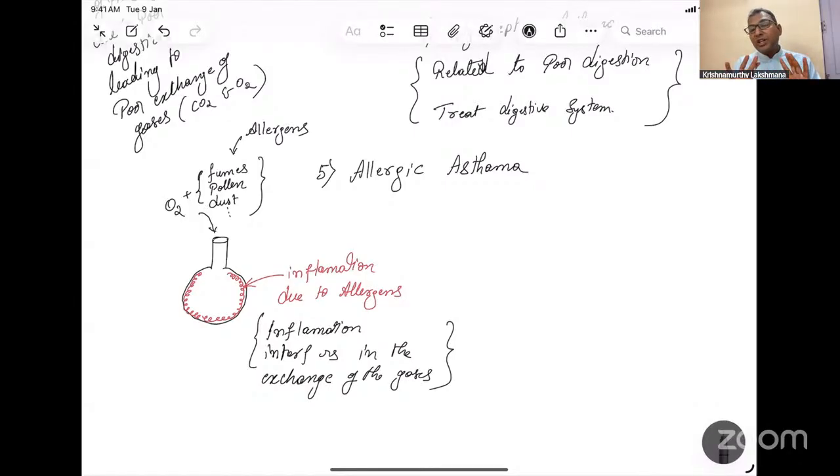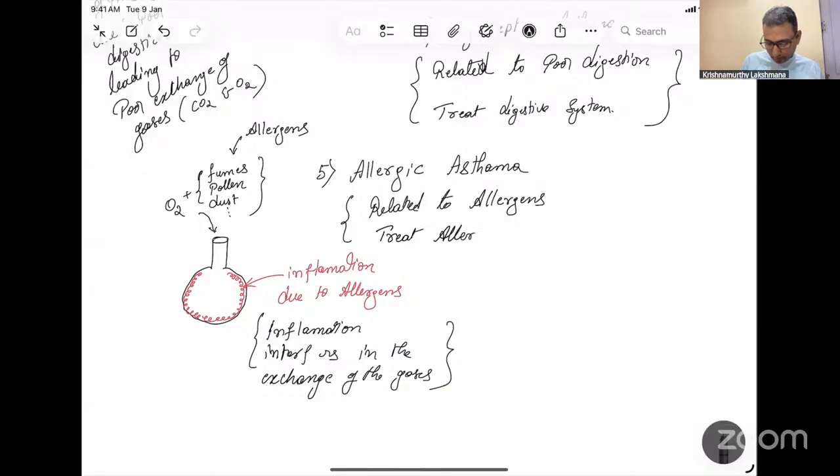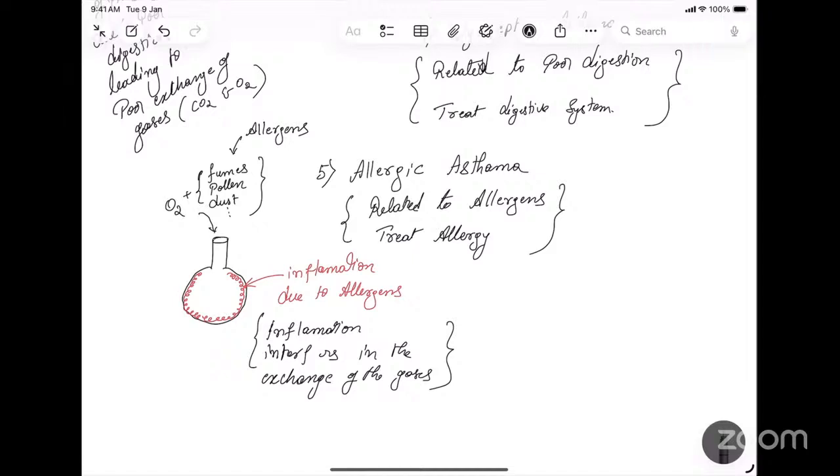So now we have to treat the inflammation related to allergens. Up to this part, everybody is clear? Yes, sir.